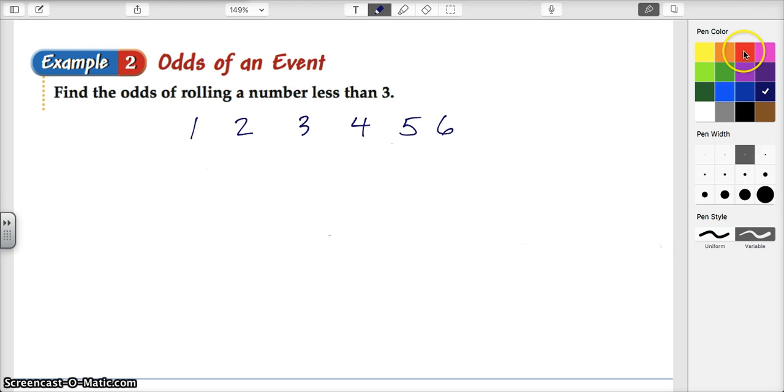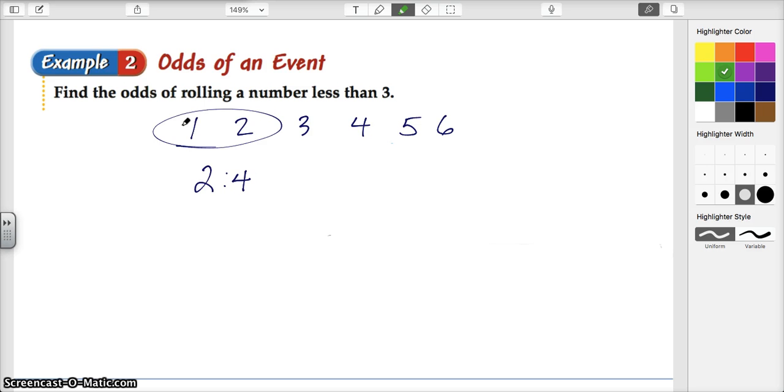Numbers less than 3 are going to be these guys here. So the odds would be 2, 2, 4. So my odds are 2 to 4. Where this 2 refers to the 2 possibilities that satisfy what I'm looking for, and 4 refers to the 4 possibilities that don't, so successes and failures.